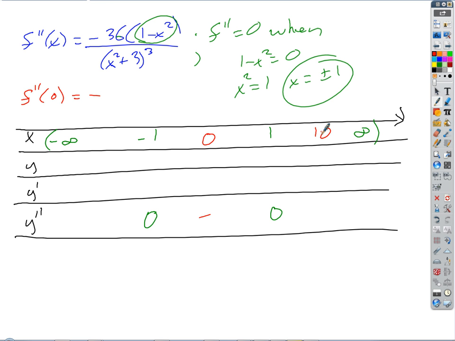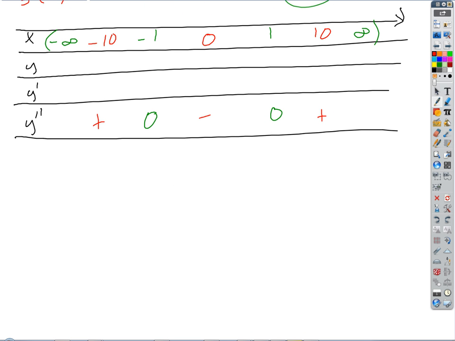So let's try 10. Sometimes I like to use values, sometimes they're obvious. I could use a billion if I wanted to. I just need a point between 1 and infinity. If I put in 10, I get negative times negative over positive, which is positive. If I put in negative 10, you get the same thing, because the only x's in here are x squares. When all the powers of x are even, the function is insensitive to the sign of x. So what's my answer? On what open interval or intervals is this function concave up?